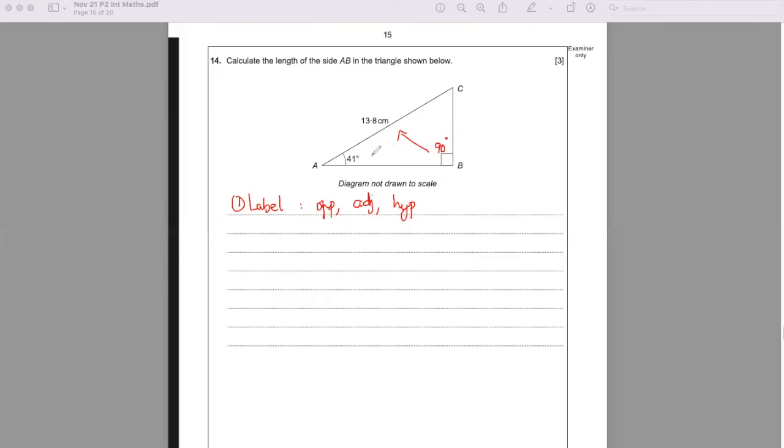Opposite is the one that is opposite to the angle that was given. So this is the opposite, which is CB. And adjacent is the one that is next to the angle that was given. So this is adjacent, okay?